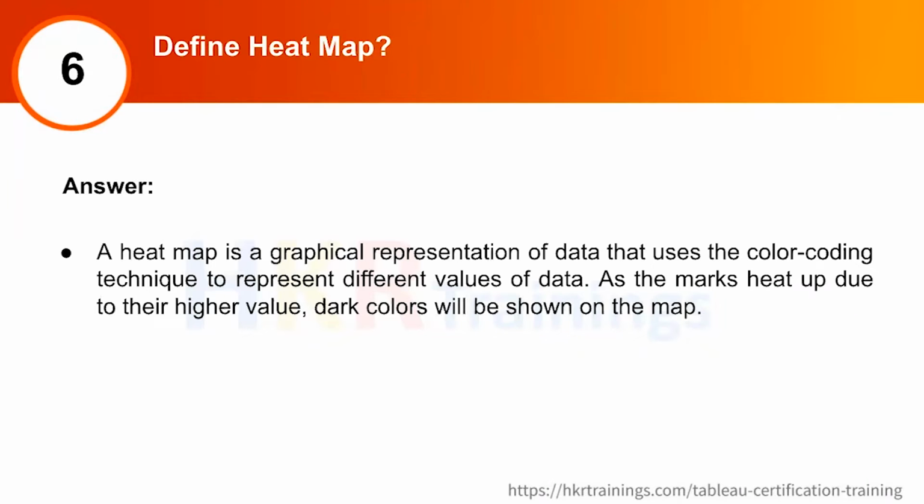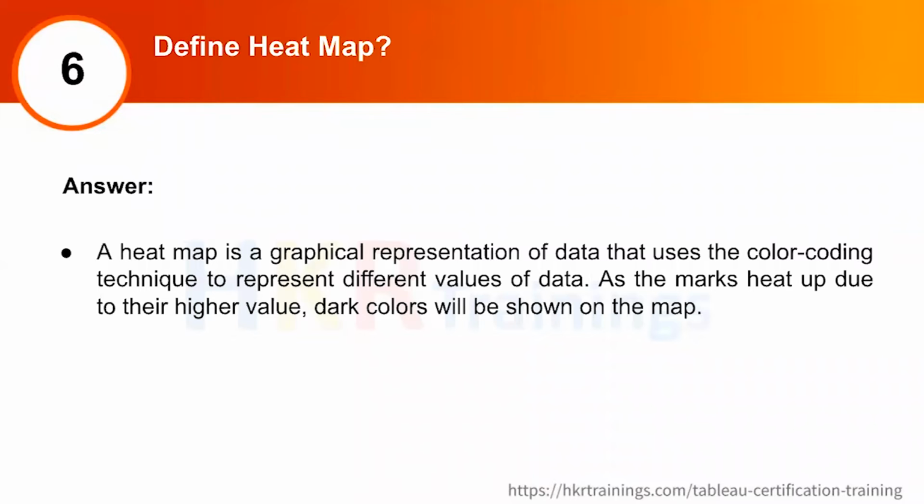What is a heat map? A heat map is a representation of the data which uses some color coding technique to represent different values of the data, as the marks heat up due to higher value. Suppose in a particular region we have higher sales. What we can do is show it as a very green color. So it's a very good, eye-catching thing.